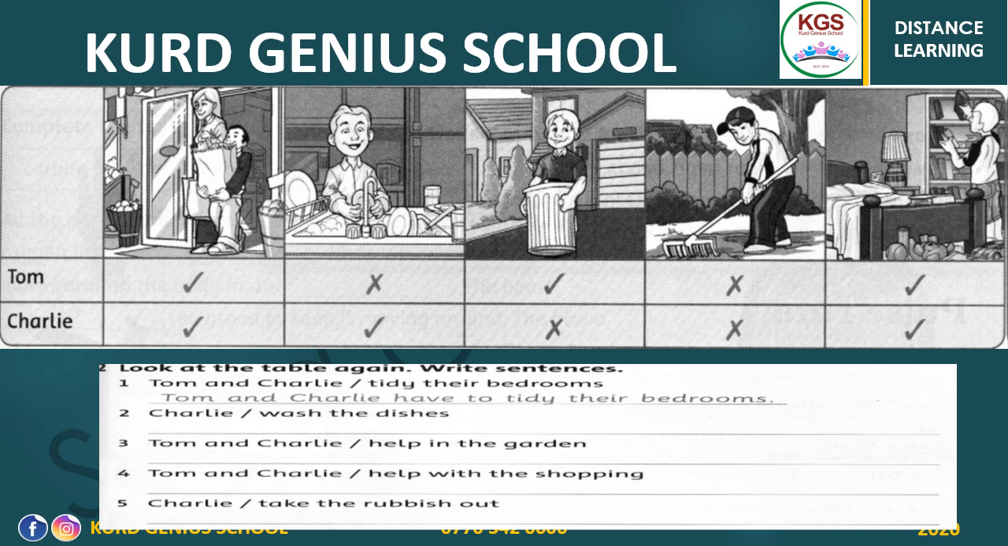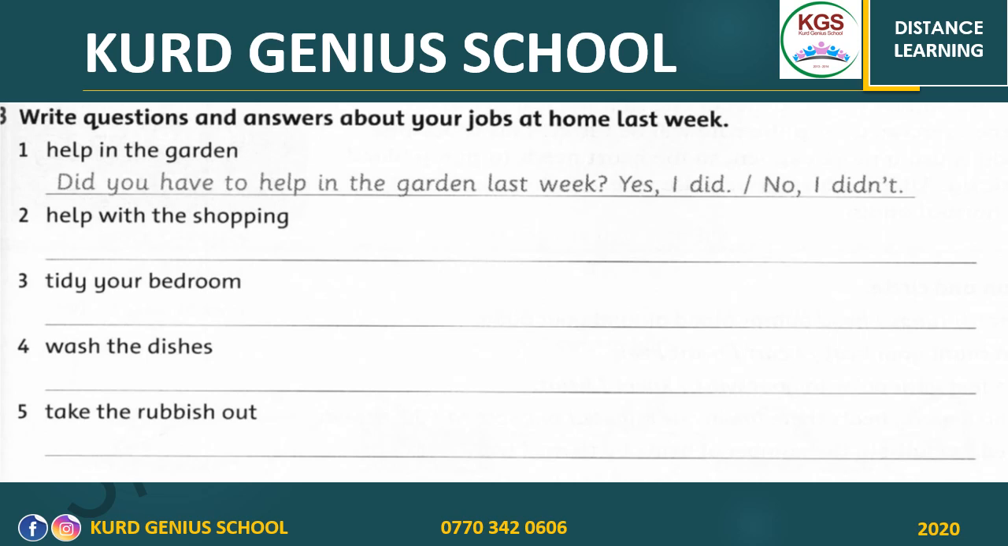Number 5, Charlie doesn't have to take the trash out or the rubbish. It doesn't matter, they're synonyms. So guys, next exercise. It says, write questions and answers about your jobs at home last week. So that "last week" tells us that whatever questions or answers we create must be in the past form. Why? Because it says last week.